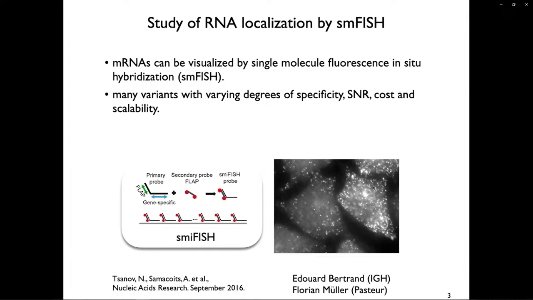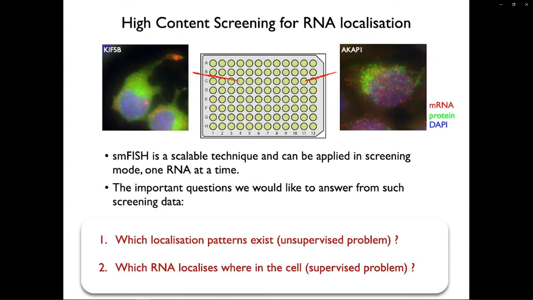There are many variants of this method, and the team of Edouard has now developed one technique that can be applied in high content, in high throughput mode, which is scalable. That means we can now probe for RNA localization in many genes at the same time in medium or large scale screens. For example, we have here a 96 well plate, and every well would correspond to one single molecule FISH experiment and would allow us to appreciate the localization of one particular RNA species.